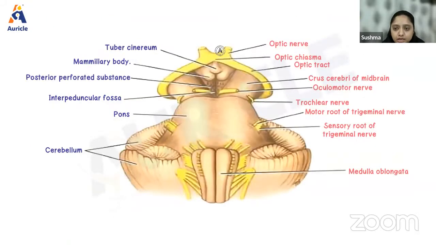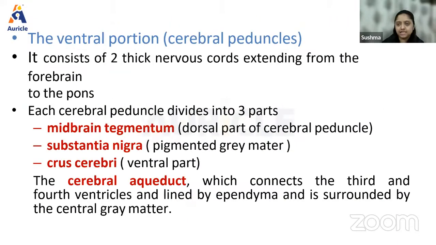I am talking about this aspect now. These 2 are the crus cerebri of the midbrain. The crus cerebri are the cerebral peduncles, which is the anterior aspect of the midbrain. Now, what are these cerebral peduncles?